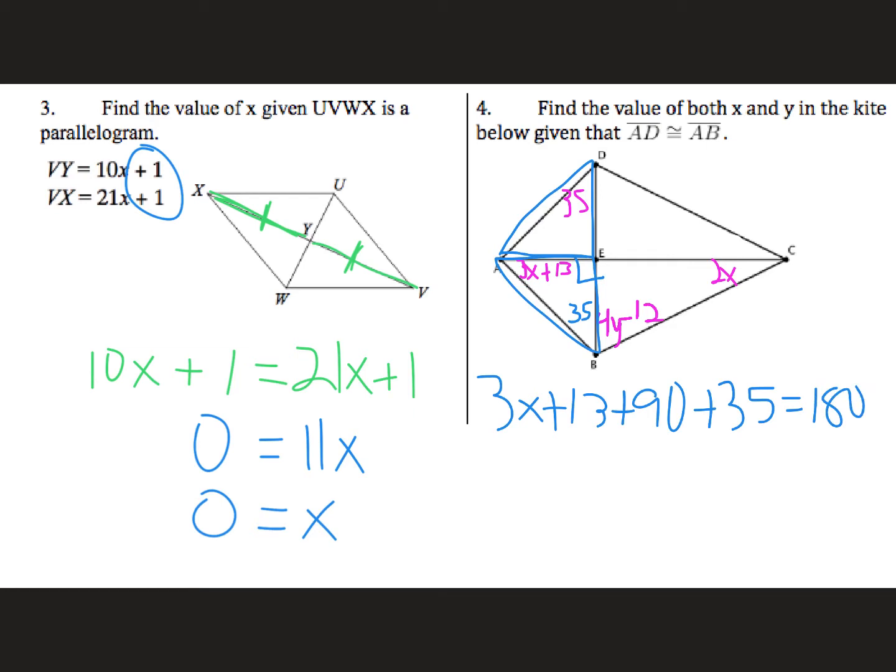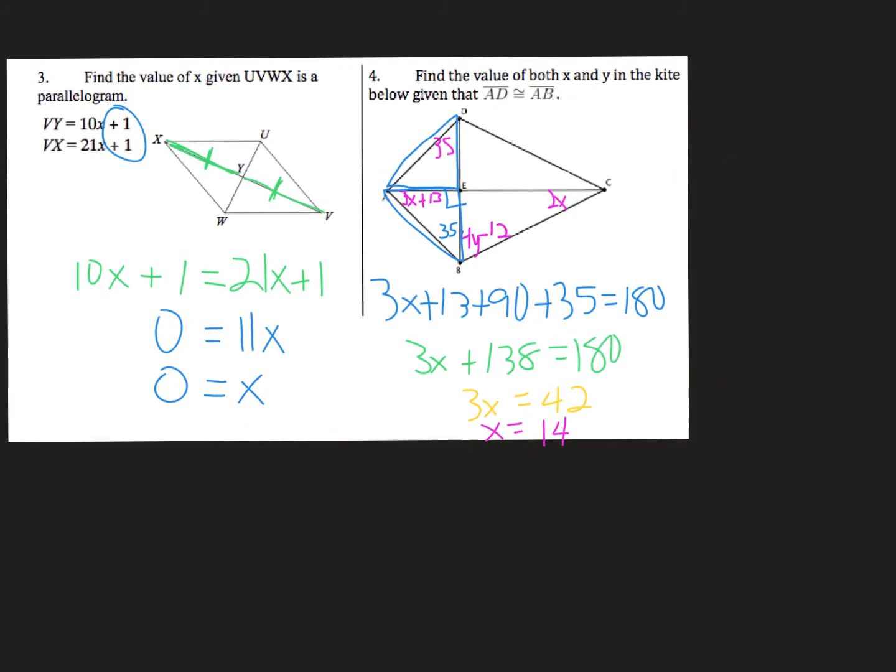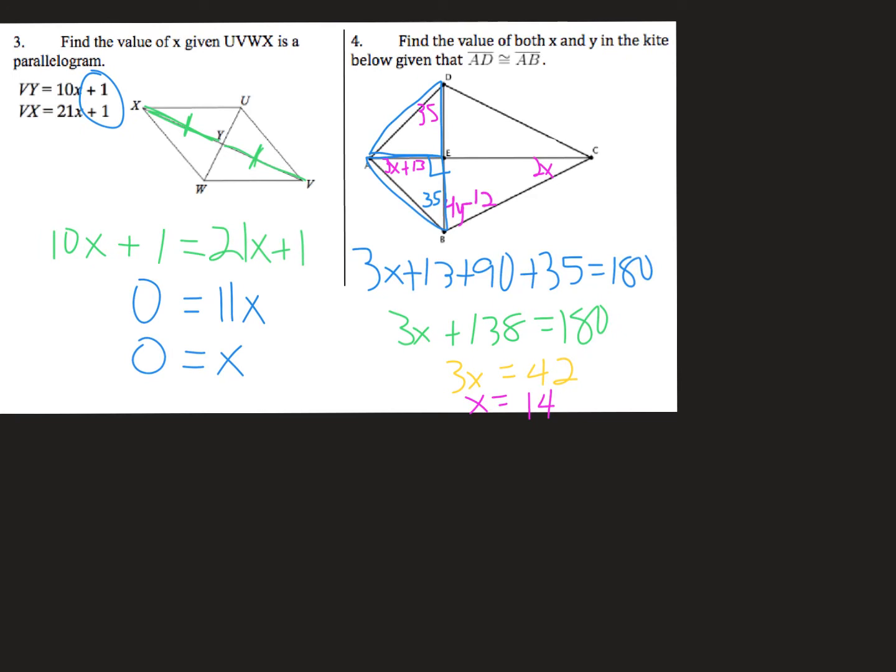We'll go ahead and combine like terms on the left side. 3x doesn't have anyone, but 90 and 13 is 103. Plus 30 is 133, plus 5 more is 138, equals 180. We will subtract 138 from both sides, and we get 42. And then we'll divide by 3, and we're going to get x is 14. All right, now that we know x, let's do the same dance but with y.